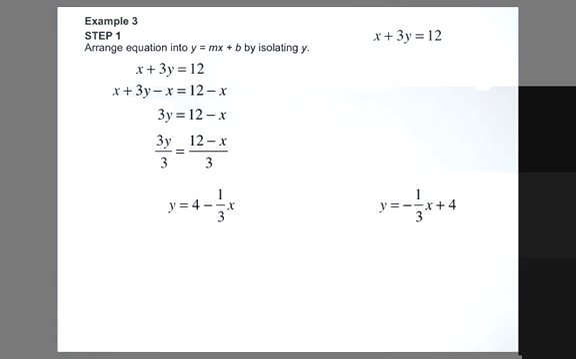Be careful when you rearrange that you take the sign in front of the variable. The 4 has to remain positive and the negative 1/3 x has to remain negative.